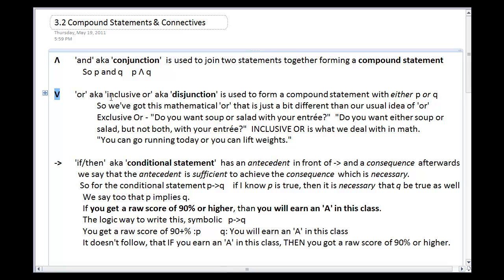It means or, but it's a very particular type of or. I'm going to call this the inclusive or. This is the default in math. This is called disjunction in logic.